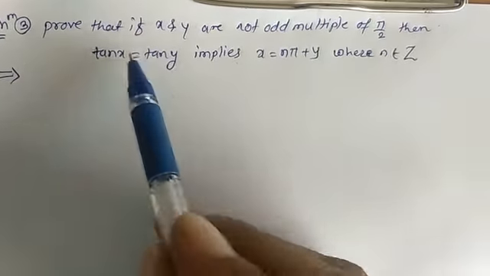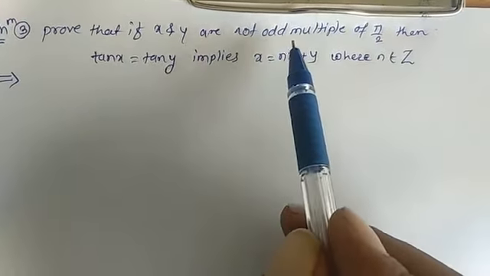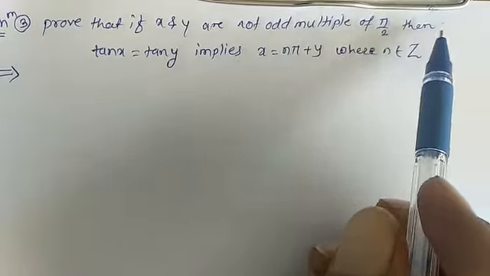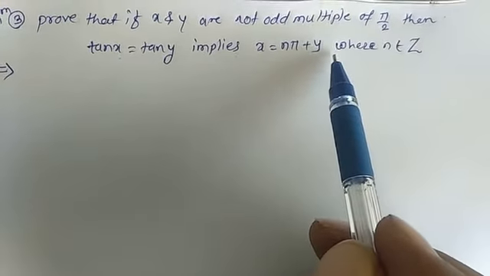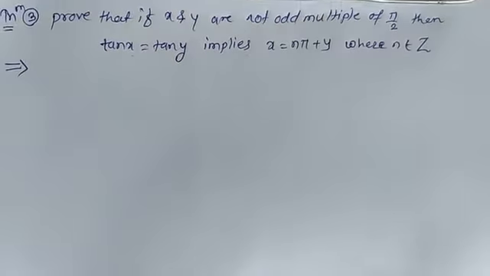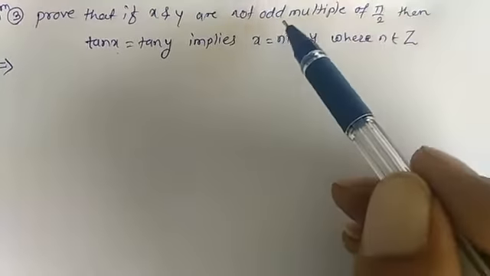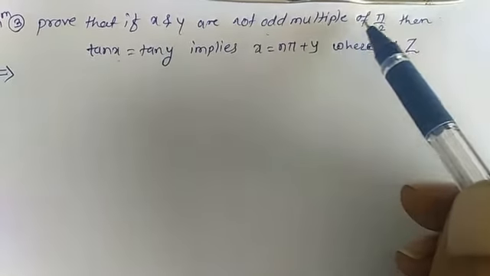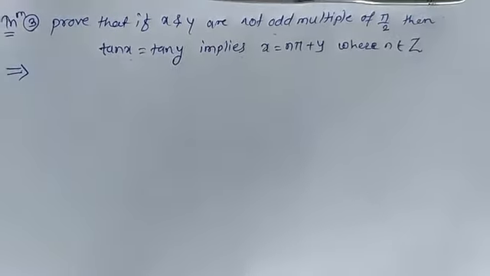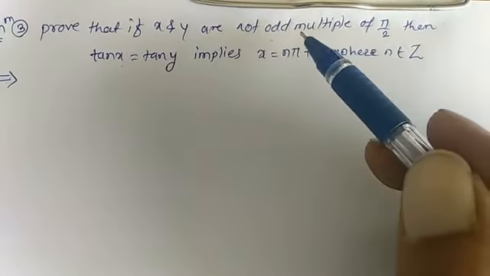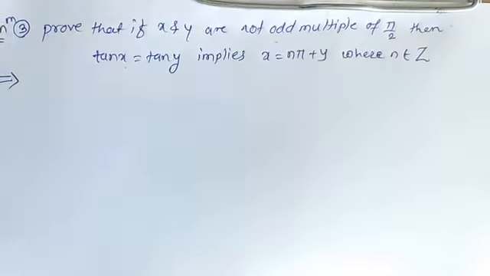Now the next theorem is: prove that if x and y are not odd multiples of pi by 2, then tan x is equal to tan y implies x is equal to n pi plus y, where n belongs to Z. Okay, here the condition is given that it is not an odd multiple of pi by 2, because tan of pi by 2 is infinity. So we do not consider odd multiples of pi by 2.